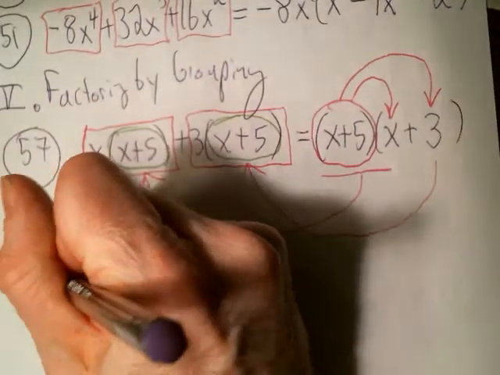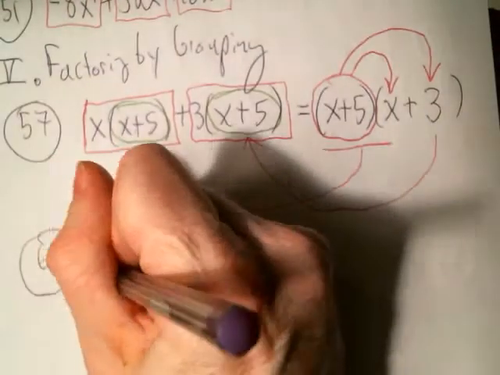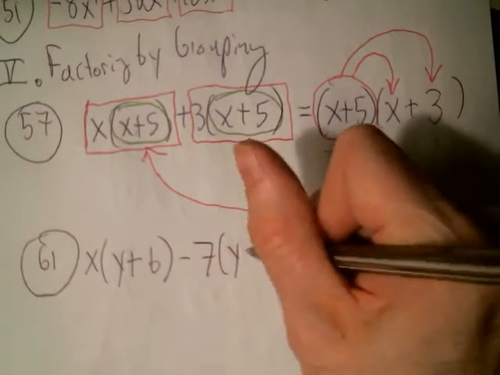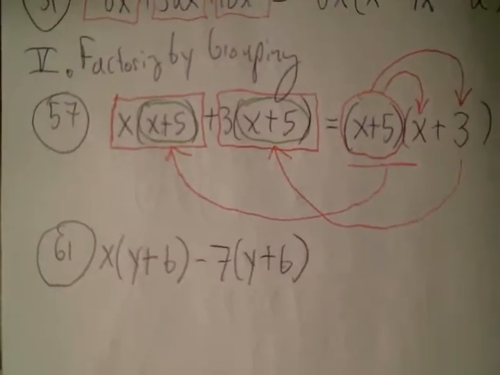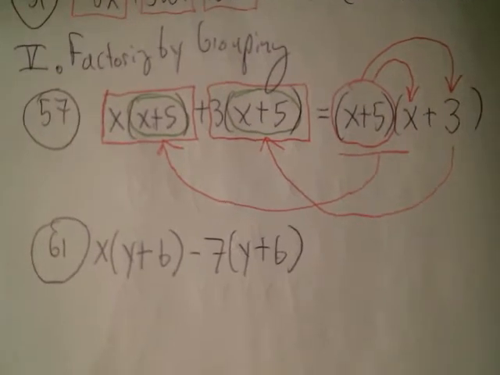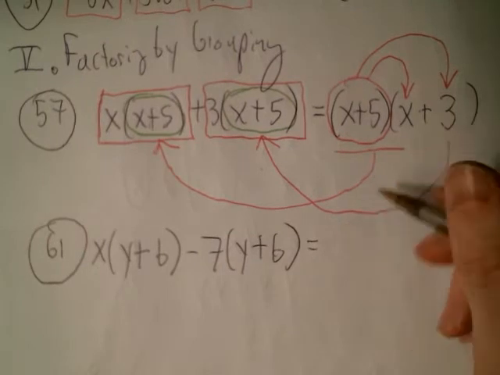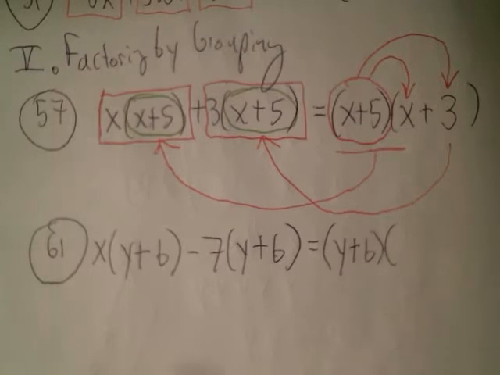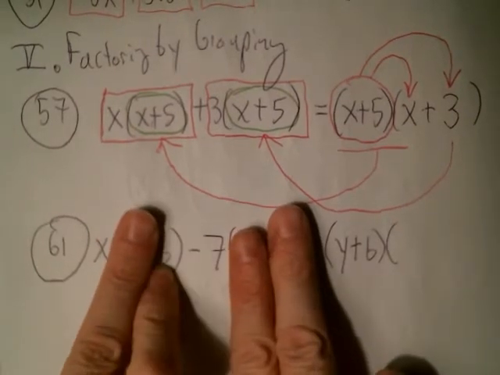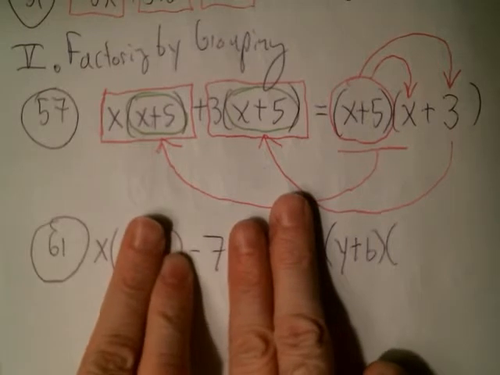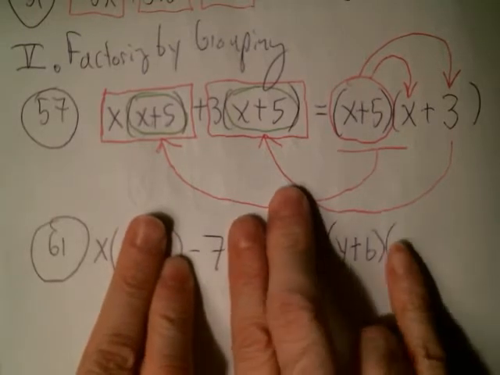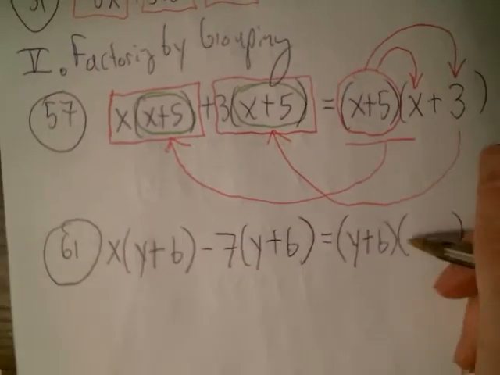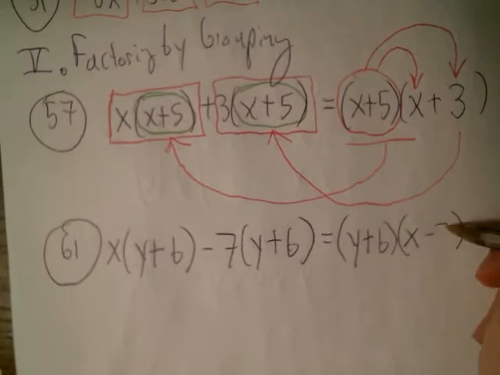Okay, let's look at some more. So here's 61. We have x times y plus 6 minus 7 times y plus 6. So this time we want the y plus 6 to come out. So that'll be my greatest common factor, the y plus 6. And then what's the leftover part? Well, it's the x and then minus 7. Just by covering up the y plus 6s, you can see what goes in here. So what did I have left? It was the x minus 7.